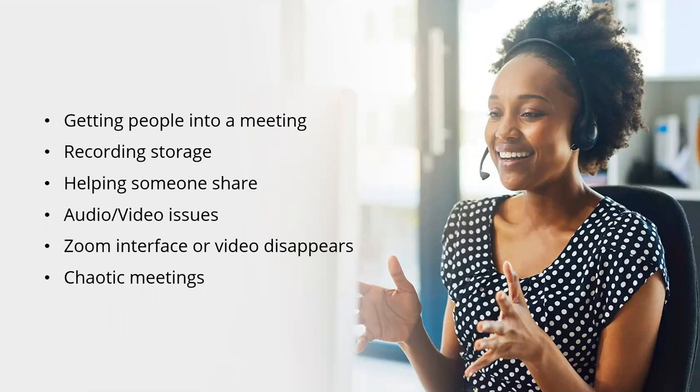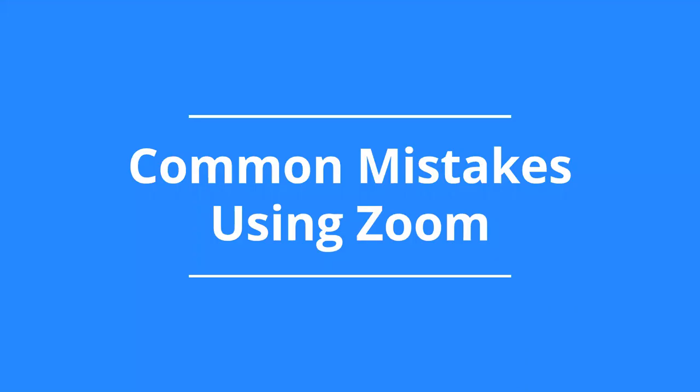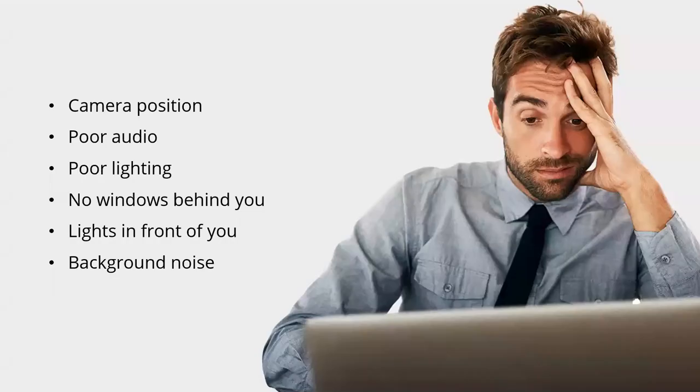Okay, so of course, chaotic meetings, well, that's largely due to lack of planning and not having someone to help you moderate that. Okay, so what are some of the common mistakes using Zoom? First one is going to be camera position.